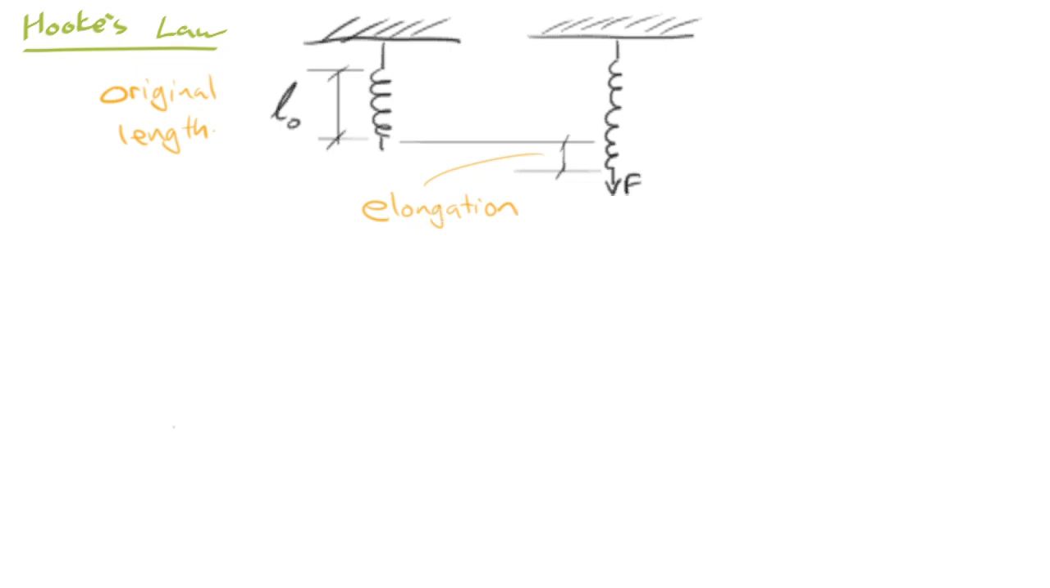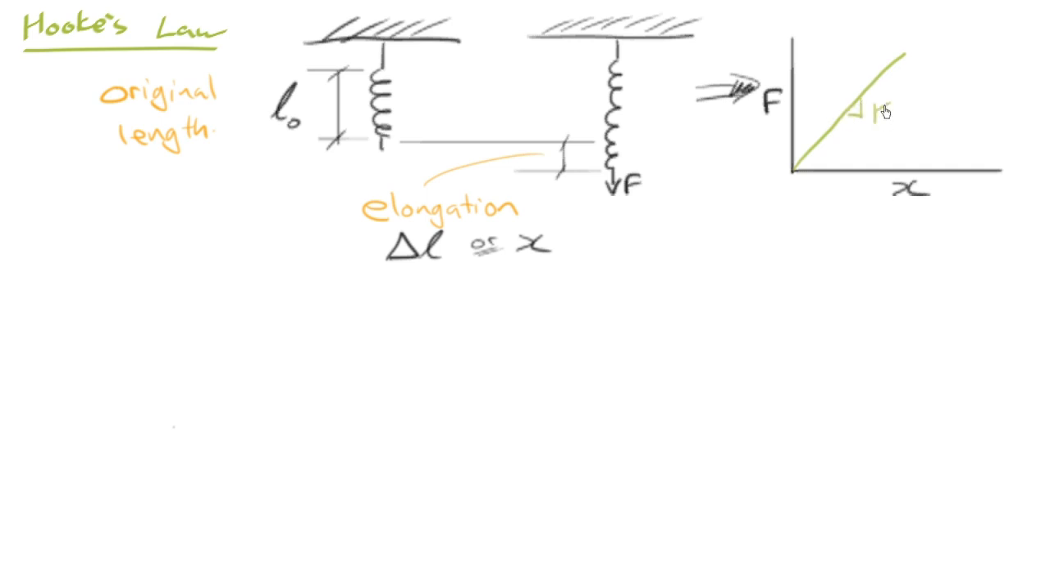And you could use different letters for that. Sometimes you'll use delta L, change in length, that makes a bit of sense. Or often in this particular context, x is used, I suppose, because it's a distance that it's elongated. Then what you do is you take all the data that you've collected from different loads you've put on the spring, and you plot now force versus that elongation. And what you may know, if you've done this, is that it's quite interesting. You get a straight line. You get a linear relationship. And there's a slope to that line. We often call that slope k. In fact, that k often gets a special name, and that is the spring constant.